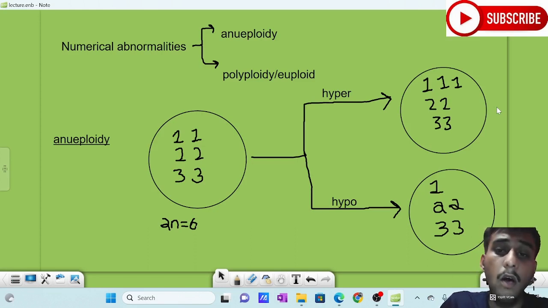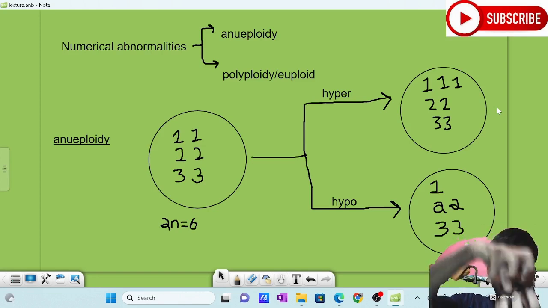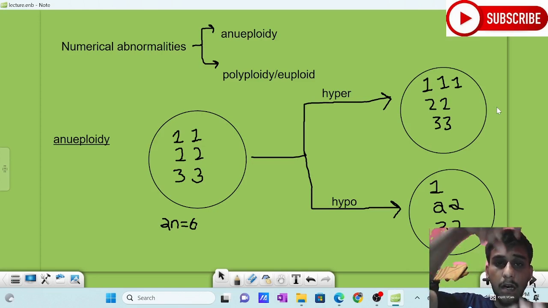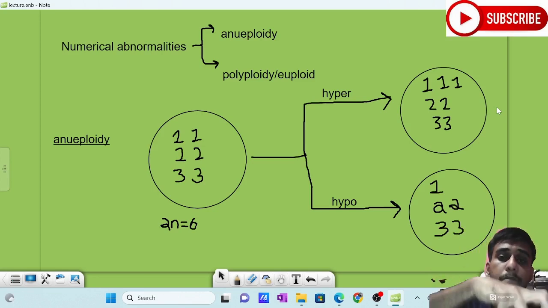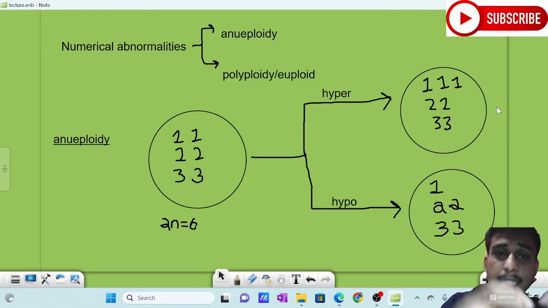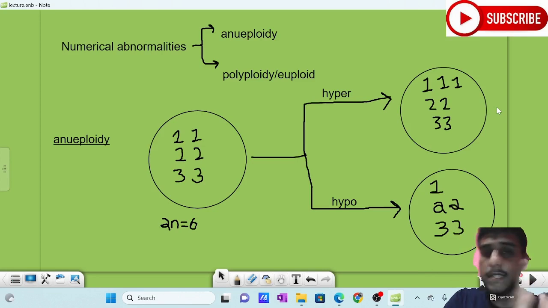Why does this occur? Why is there an increment in the hyper and a loss in the hypo? Because it occurs in the anaphase phase. In anaphase, the homologous chromosomes get separated, right? In meiosis 1, it is the separation of the pair of homologous chromosomes. But in anaphase 2, it is the separation of the sister chromatids. I have mentioned in the previous lectures how this separation occurs. If you know cell division, you will understand it very clearly.